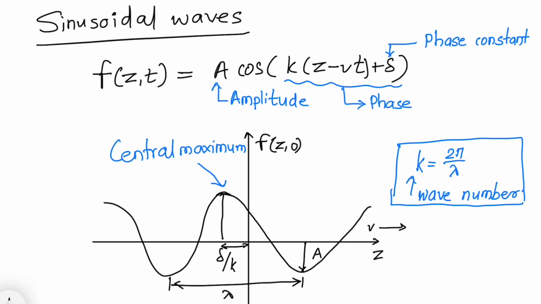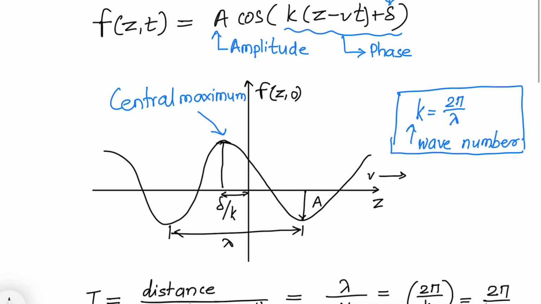Today we will see sinusoidal waves. So in physics, sinusoidal waves are represented mathematically by f(z,t) = A cos(k(z - vt) + δ), where A is called the amplitude of the sinusoidal wave and the argument of the cosine function is called the phase, where δ is called the phase constant.